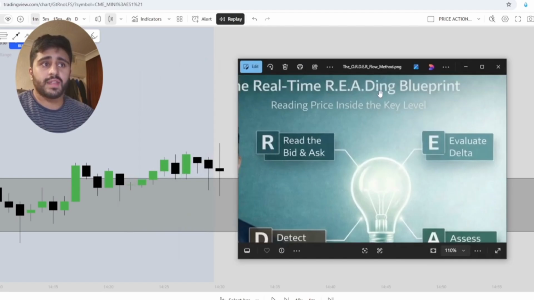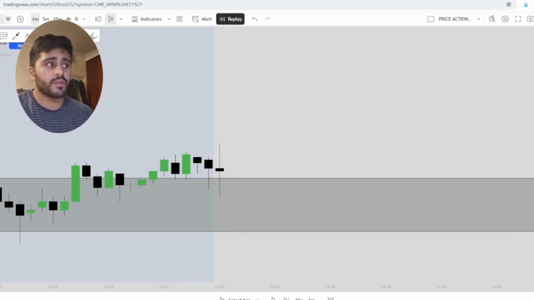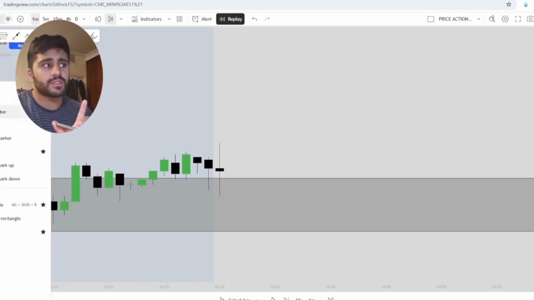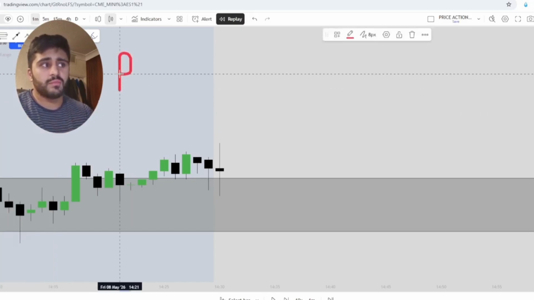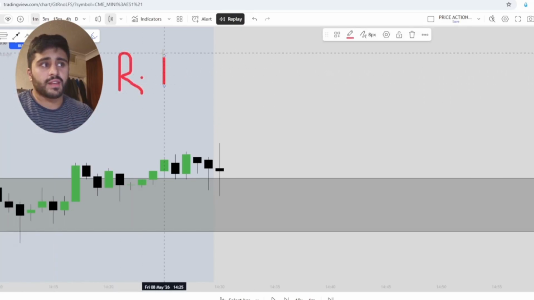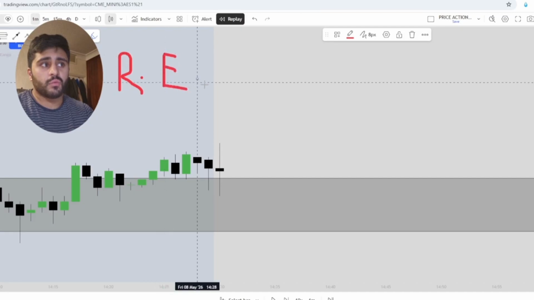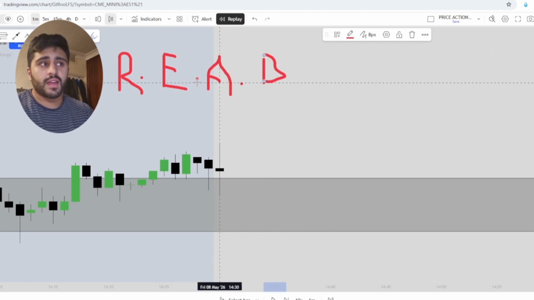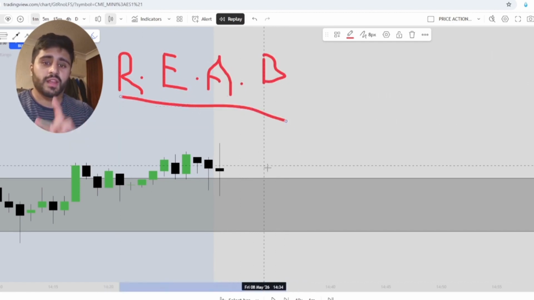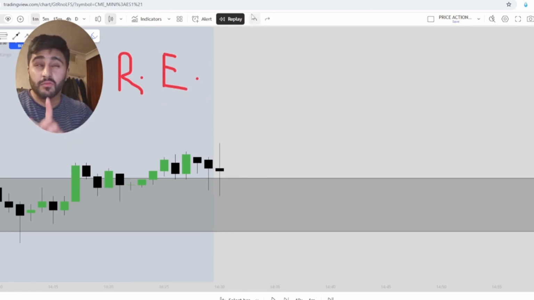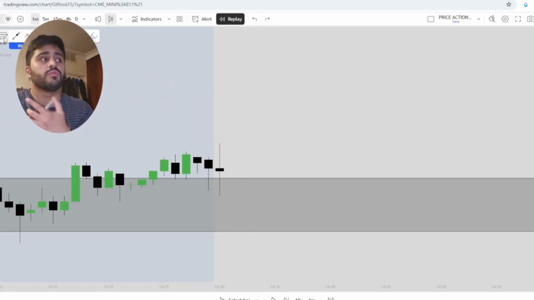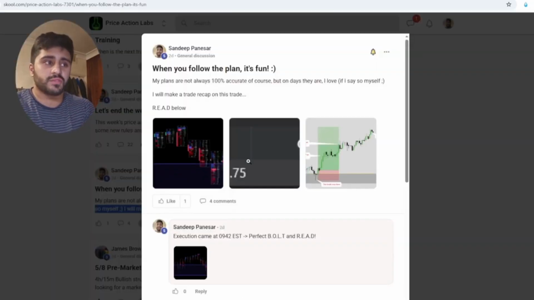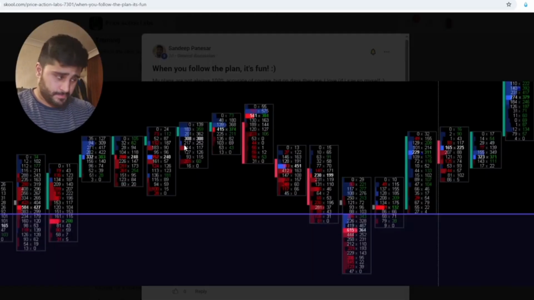So READ, this is the 4-step process that we're going to use, right? And so the 4-step process, we want to read the bid and ask, we want to then evaluate the delta, we want to assess aggression, and then we want to detect zeros. And this is the 4-step process we use when it comes to reading price action, specifically reading price action inside the key levels. And so this is how we do it.